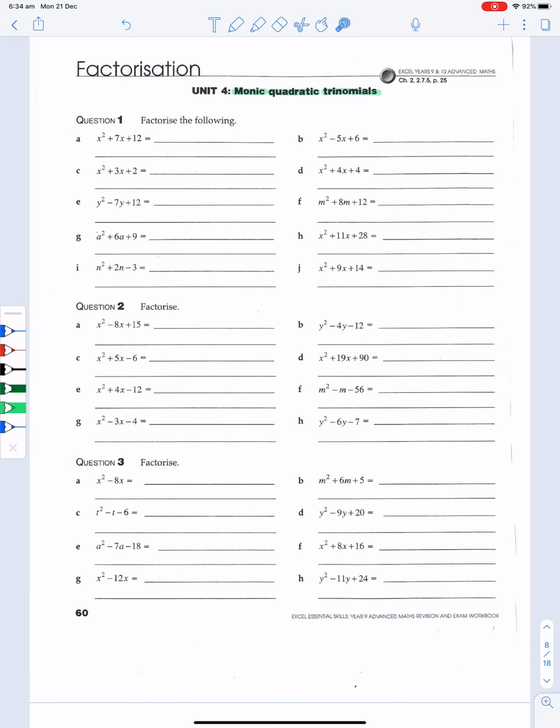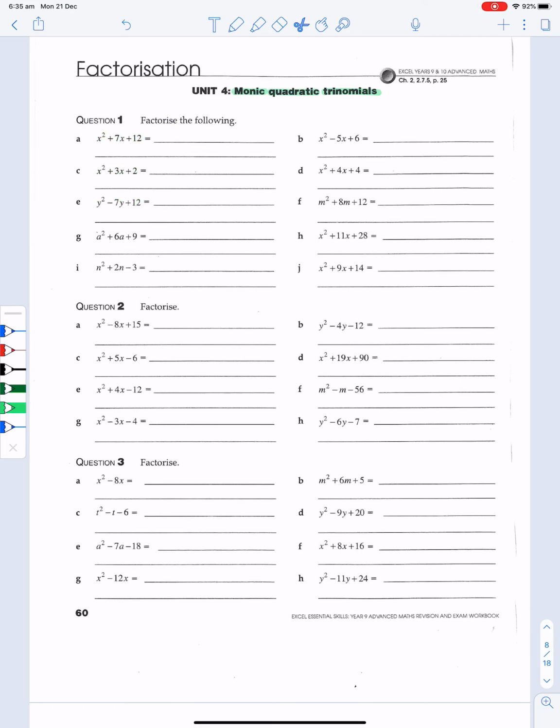Quadratic, because the highest power is a squared. So question 1a, it's x squared. That's why they're called quadratic. And trinomial because in these questions there are always 3 terms. So that's 1, 2, 3. Okay? So that's the format. That's what these questions look like. There's always 3 terms.